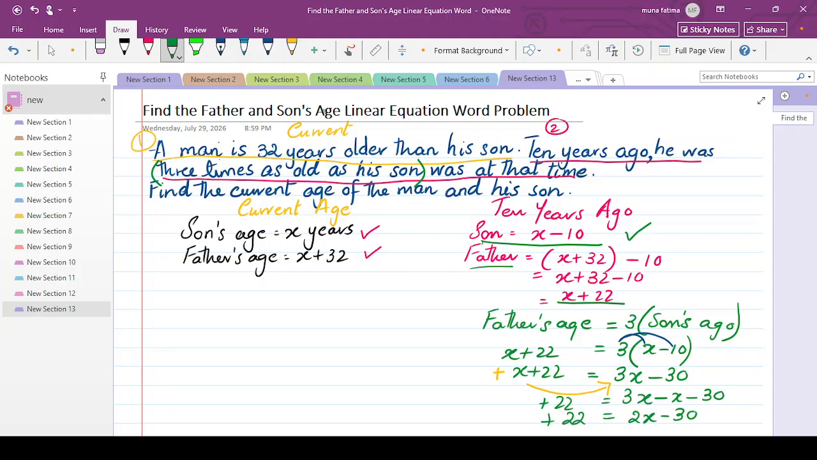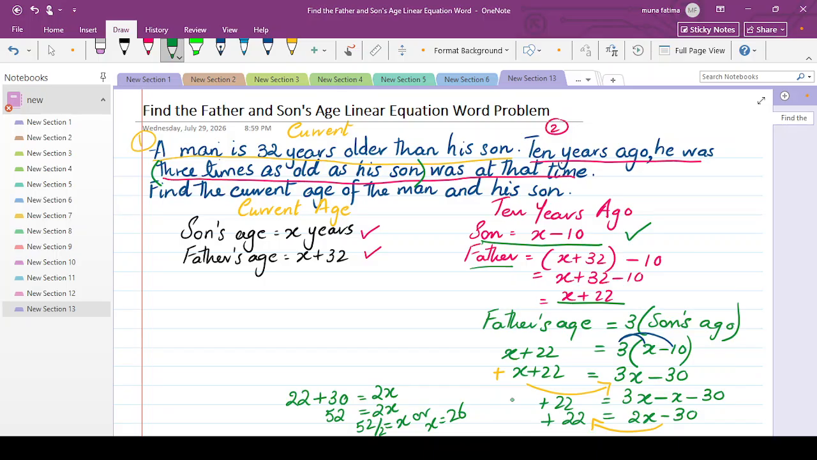We have a little more switching to do. We need to bring this minus 30 to this side, and when we do the switching, it becomes 22 plus 30. Remember, we're changing sides, so we change the signs. Is equal to 2x, or 52 is equal to 2x. This 2, when we switch to the other side, it becomes a denominator, and we end up with x is equal to 52 over 2, or x is equal to 26.